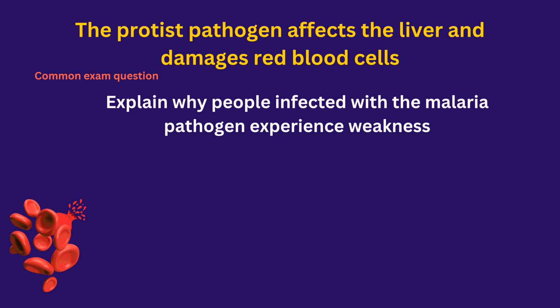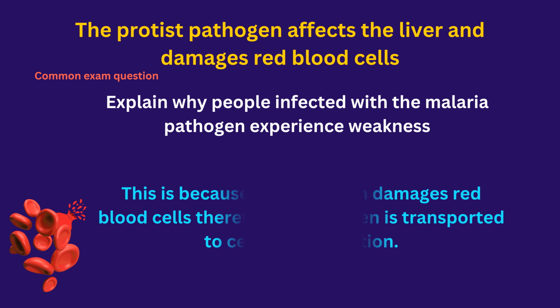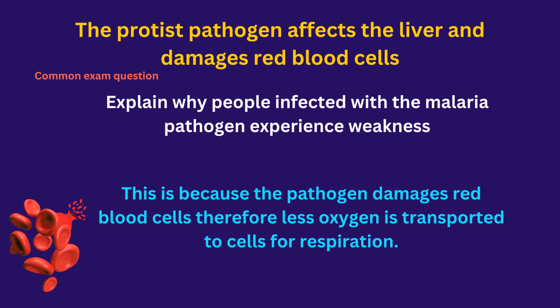We know that if someone is weak, it means that they lack energy. Energy comes from respiration. Remember, oxygen is needed for respiration, and it is our red blood cells that transport oxygen to our cells. So if the pathogen damages red blood cells, it means that less oxygen would be going to our cells. So less respiration would be taking place. So less energy is released, and so people would tend to feel weak. So let's look at the answer. This is because the pathogen damages red blood cells, therefore less oxygen is transported to the cells for respiration.